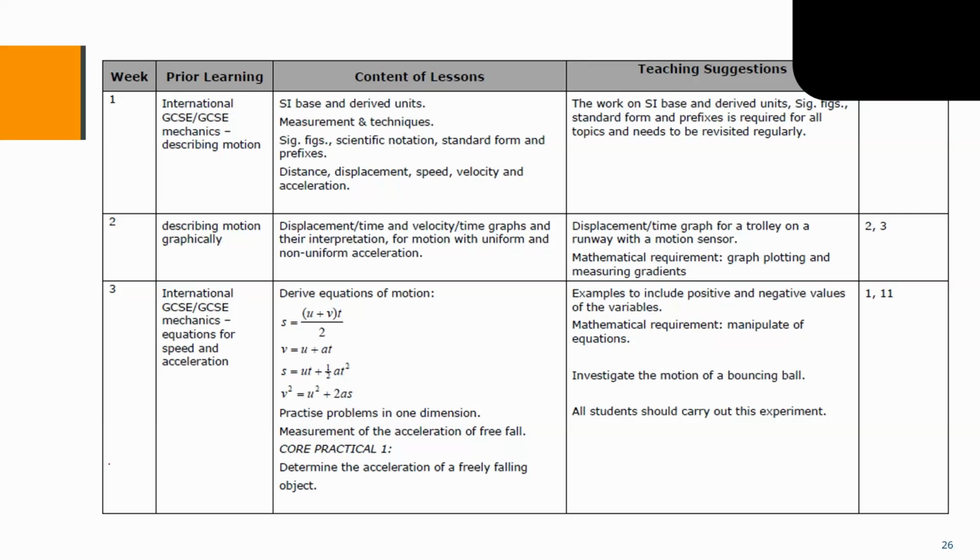Okay, so you can see it suggests weeks here, what prior learning students would have had, the content of lessons, and some teaching suggestions, what activities might take place in the lessons. And there's also the reference to the specification points in there, which would be covered. So it's a useful way of looking at it, and you'll want to either amend it or adapt it or start with one of your own. But I think it's essential that you plan out a scheme of work so you know what you're going to cover over the whole course and for each topic or for each term.